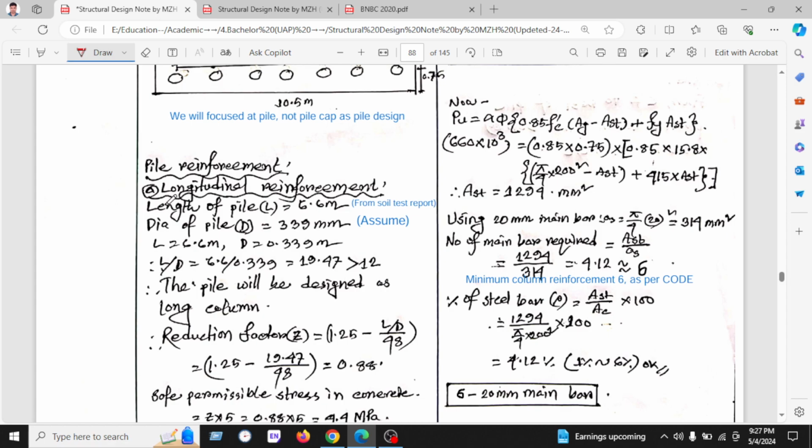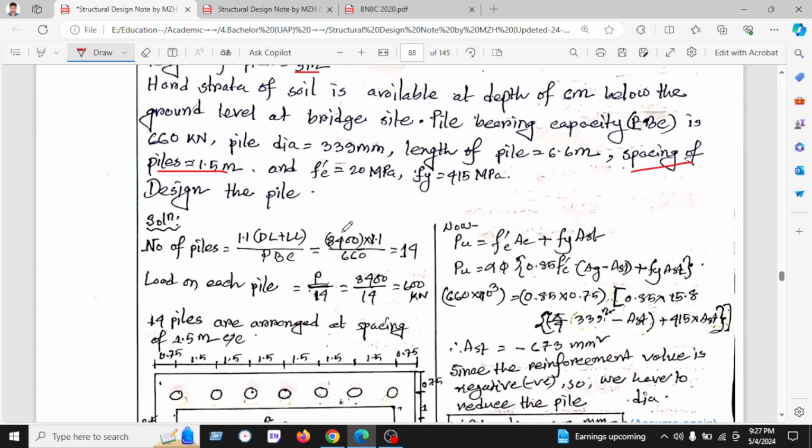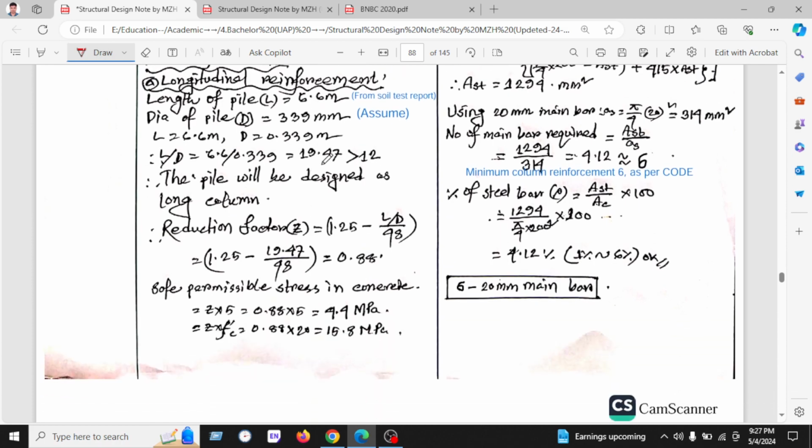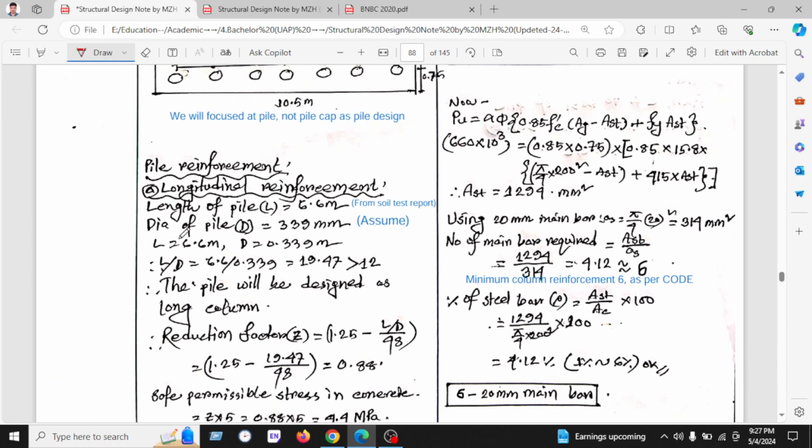At first we have to find the longitudinal reinforcement. As we know, the pile length is given as 6.6 meter, found from the soil test report, and dia of pile is 339. Even though the question gives 339, we have assumed this initially, and we will do trial and error to find the final dia of the pile. So L is 6.6 meter and dia is 0.339 meter.